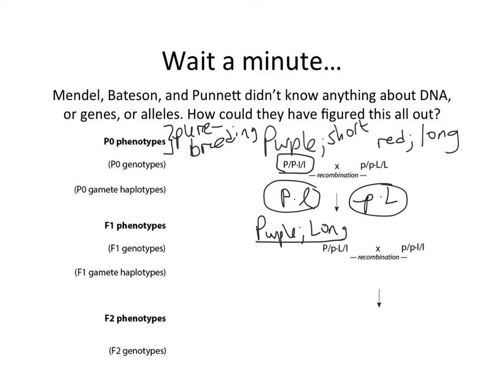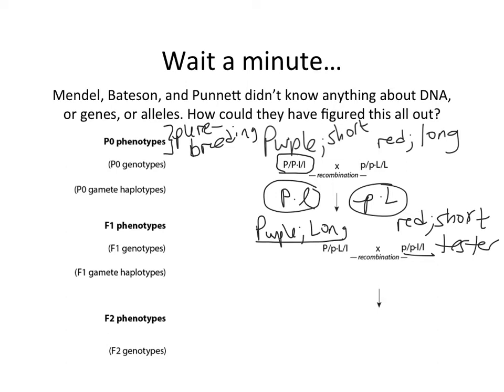Who do we cross F1s with to do genetic mapping? The tester, which looks like what? Tell me what the plant looks like. Here's its genotype, little p over little p, little l over little l. Red and short. Red flowers, short pollen grains.